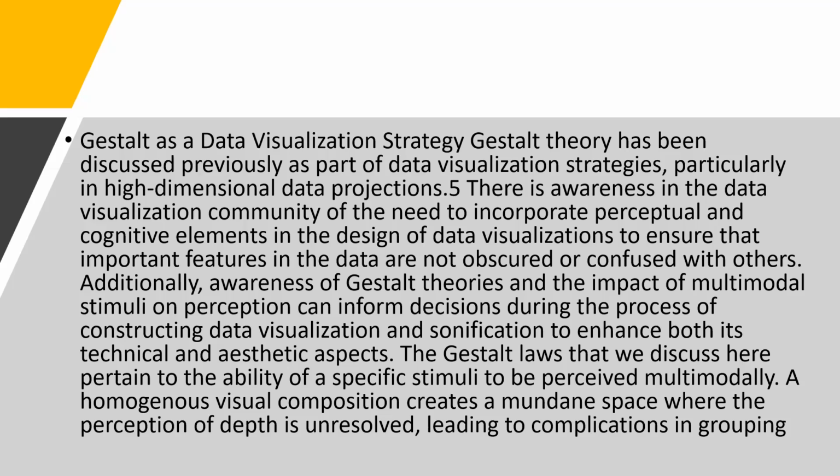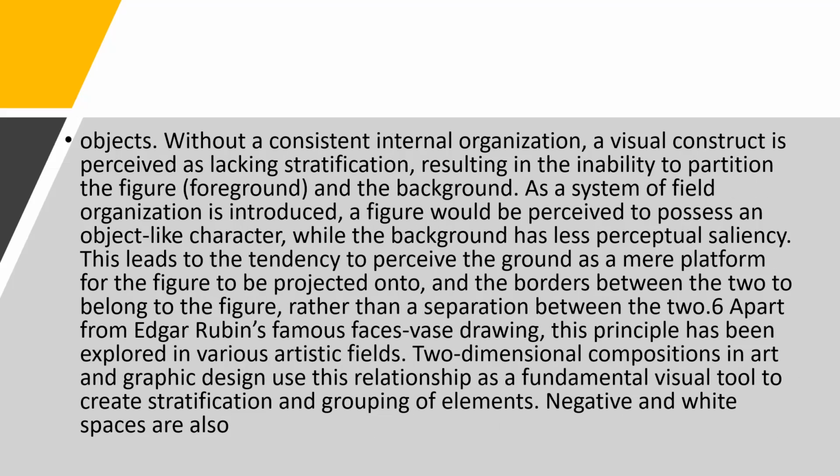A homogeneous visual composition creates a mundane space and where the perception of depth is unresolved, leading to complications in grouping objects. Without a consistent internal organization, a visual construct is perceived as lacking stratification, resulting in the inability to partition the foreground and the background. As a system of field organization is introduced, a figure would be perceived to possess an object-like character, while the background has less perceptual saliency.